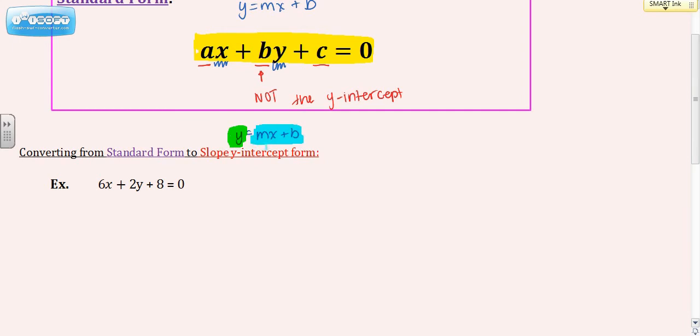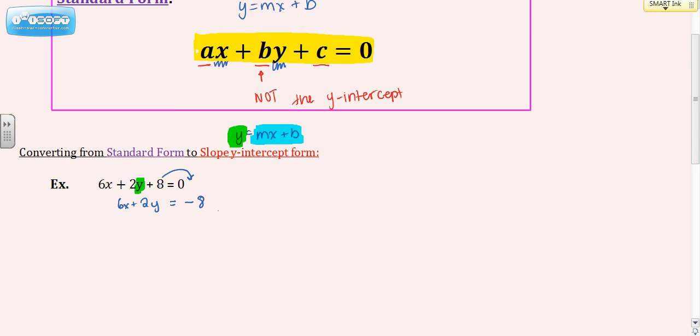Okay? So, here is my y. I have to leave this on the left side of the equation, and I have to move everything else to the right side. So, let's move this 8 to the right side of the equation. I have left over 6x plus 2y, and remember, when I move something to the other side of the equal sign, it changes the sign. So instead of plus 8, it becomes a minus 8.